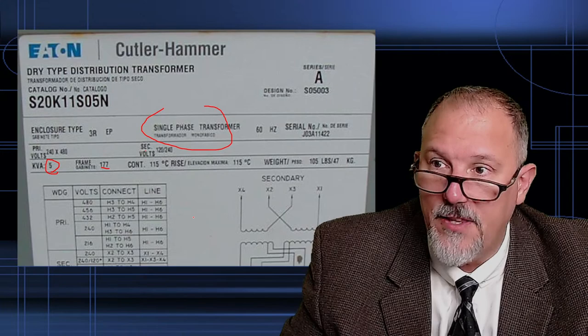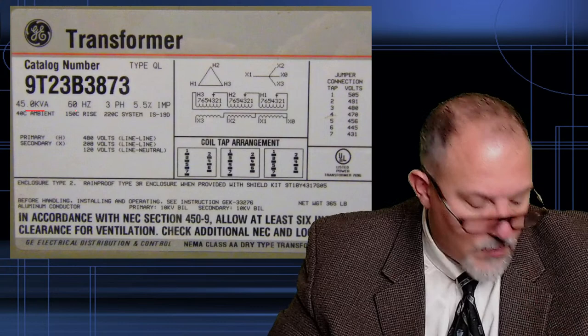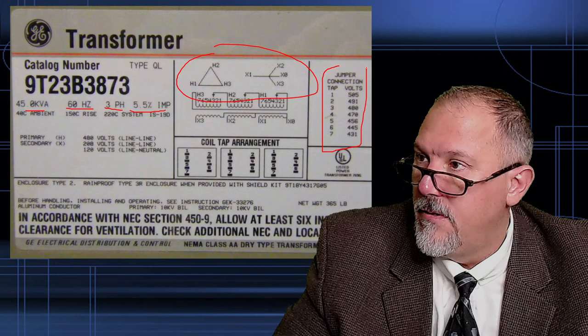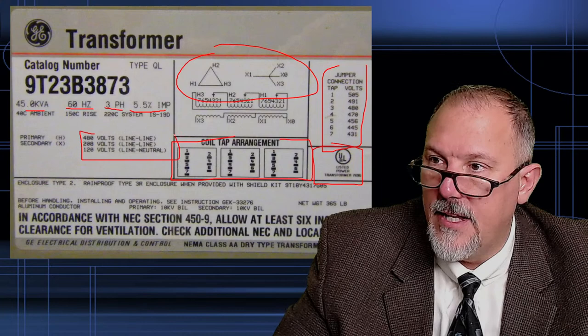Here, got to put everybody in here. So there's a 45 kVA transformer. That's greater than 25, so percent impedance better be here. There it is, 5.5%. 60 hertz. Three phase. There's your wiring configuration. There's your tap. There's your listing. There's your coil tap arrangements to help you figure that one out. There's your line to line, line to neutral voltages.